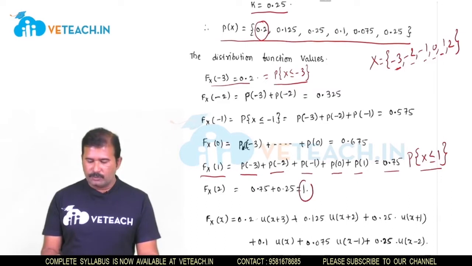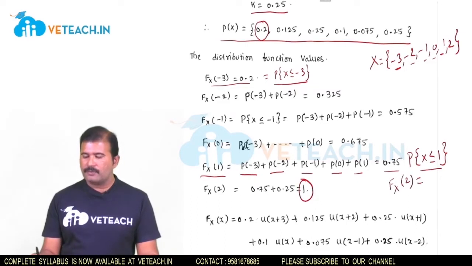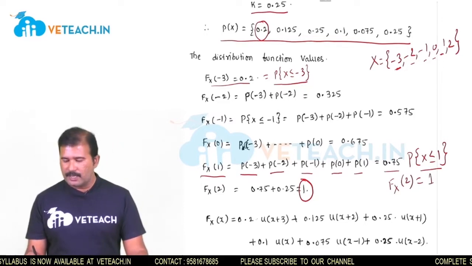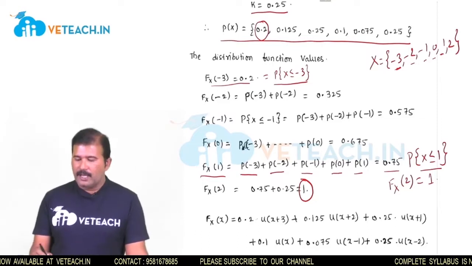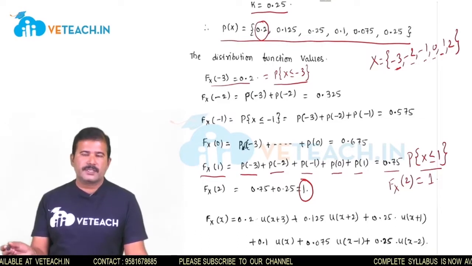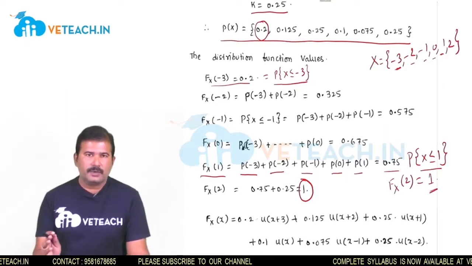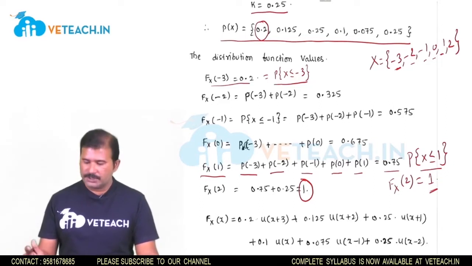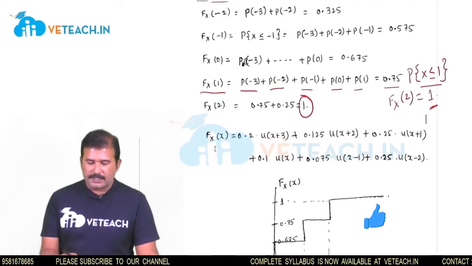See, Fx of 2, what is Fx of 2? Fx of 2 is the sum of all possible values in the random variable. So obviously its value is 1, and even thereafter, if you take any value after 2, Fx of 3, Fx of 4 up to infinity, its value is 1 only. That means the maximum value of the distribution function, as we have already seen in the properties of the distribution, is 1.